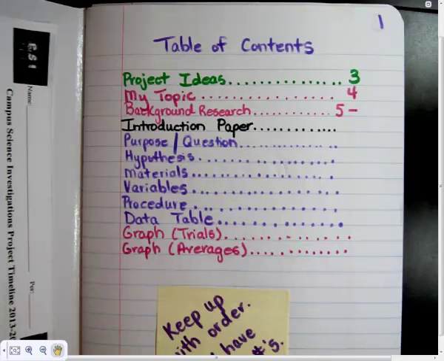The only thing that you should be adding to your table of contents for this step is your graph for your trials and your graph for your averages. You'll take one onto one page, one onto another page.